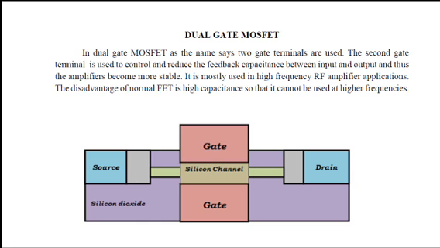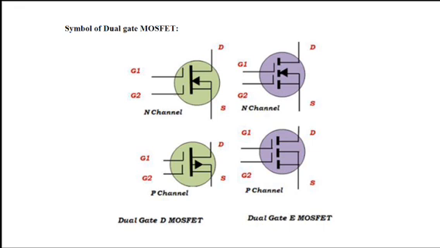Here it is mostly used in high frequency RF amplifier applications, and the disadvantage of the normal MOSFET is its high capacitance, so it cannot be used at higher frequencies. So here you can see the symbol of the dual gate MOSFET. First one is the N channel and the P channel.